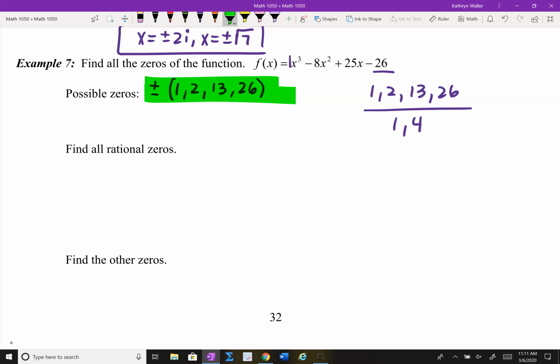Okay, find the rational zeros. So grab your calculator. Everybody go 1, store, enter. Alpha, enter, raise it to the 3rd, -8, alpha, enter, x squared, plus 25, alpha, enter, -26, enter, and 1 does not work. -1, store, enter, up, enter, does not work. 2, store, enter, up, enter, and it works.